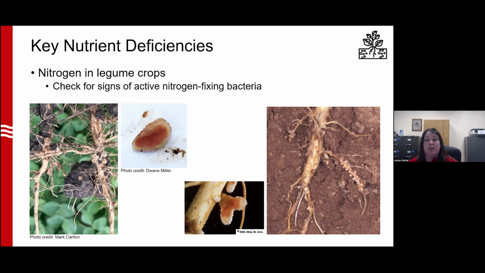To do that, we're going to dig up some of the roots and take the nodules, which are these little bumps on the roots where the bacteria live, and slice them in half. They're pretty soft. You can probably do this with your fingernail. Functional nodules are pink or red in the middle. So if you can find that, you'll know that nitrogen deficiency is going to be unlikely in that field. If this was not a functioning nodule, it might look greenish, grayish, brownish, and extra mushy.